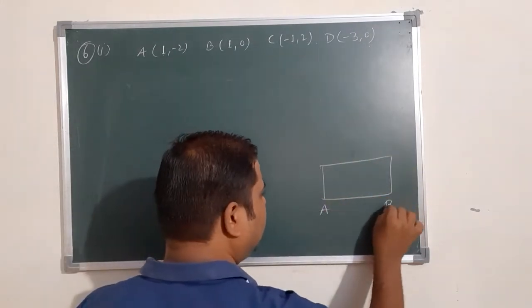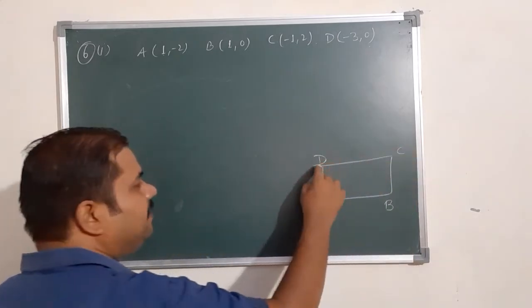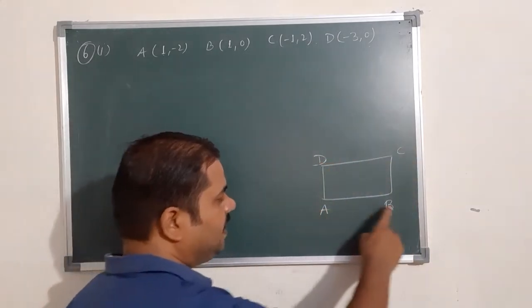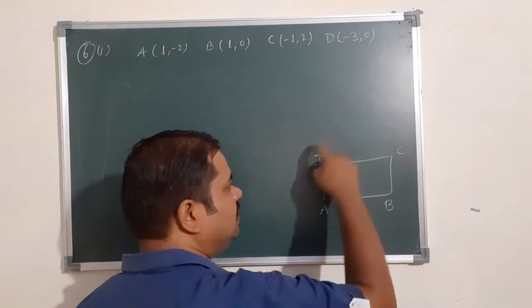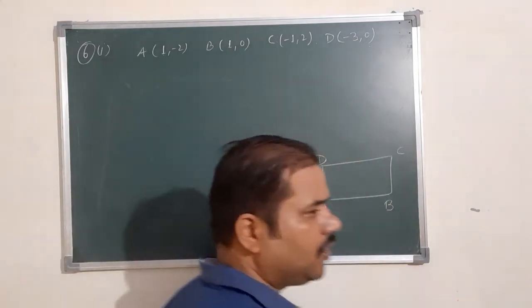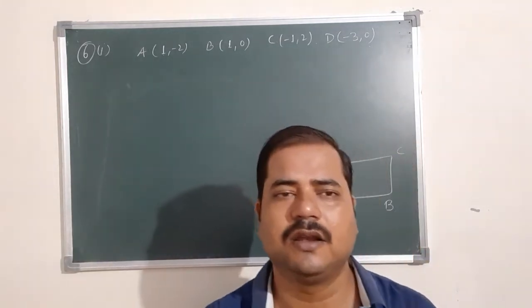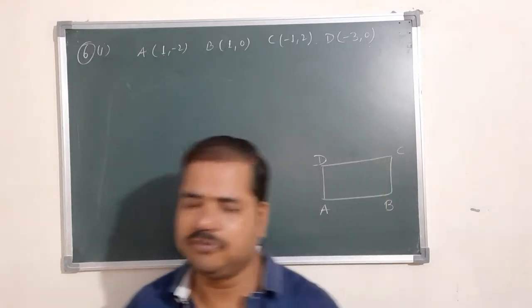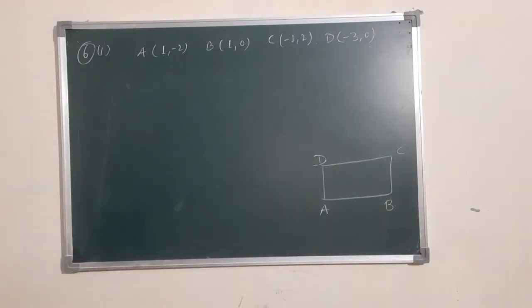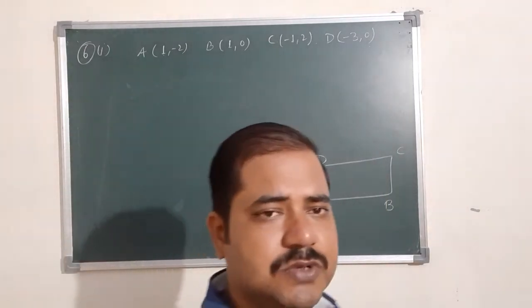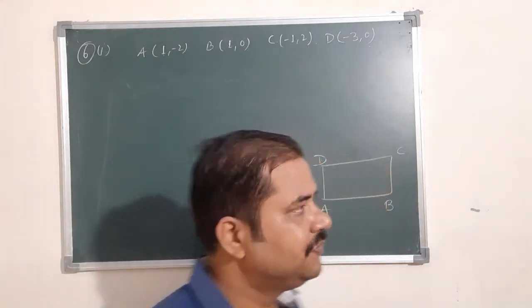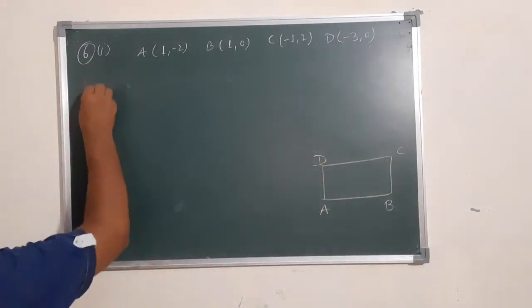Always remember ABCD. Naming is very important. Whatever you take, you have to take it either clockwise or anti-clockwise. You have to take the points in sequence, that means continuous points A, B, C, D. Okay. Now we have to find AB.